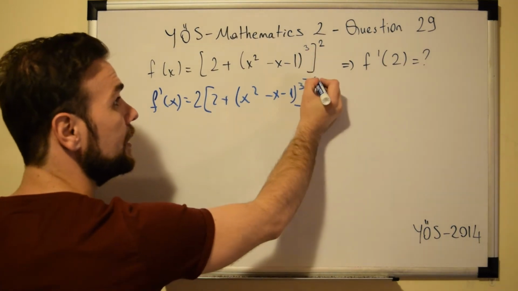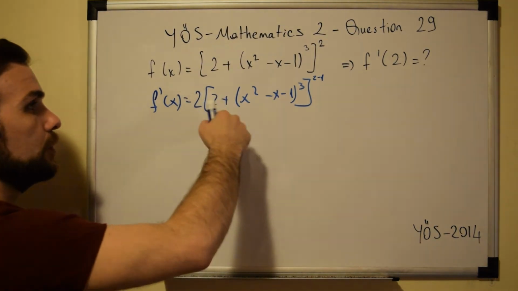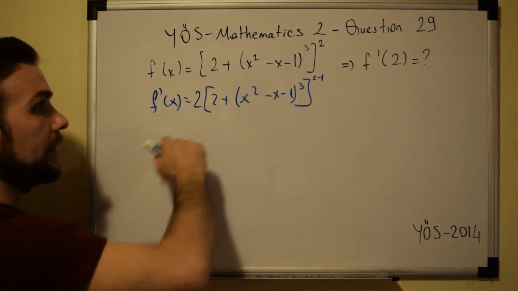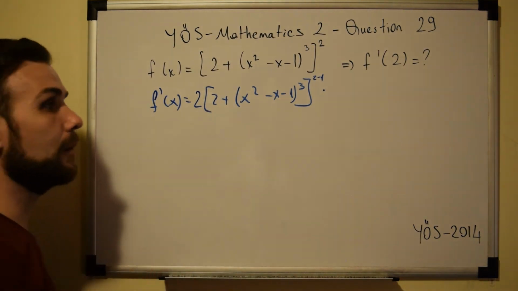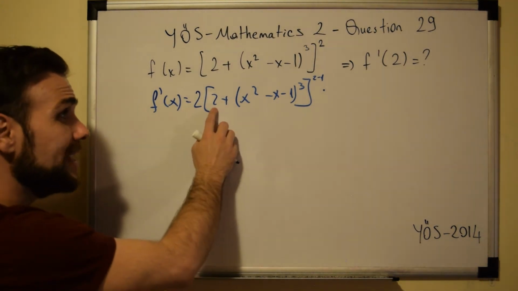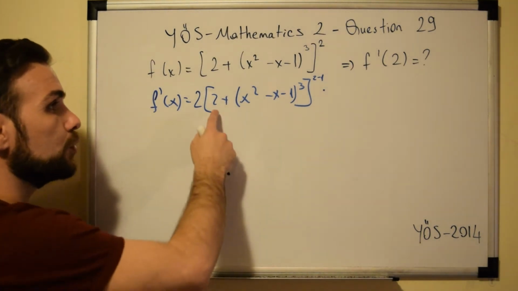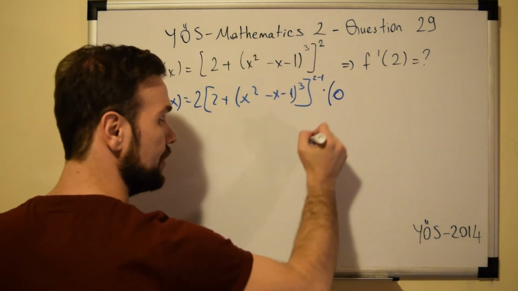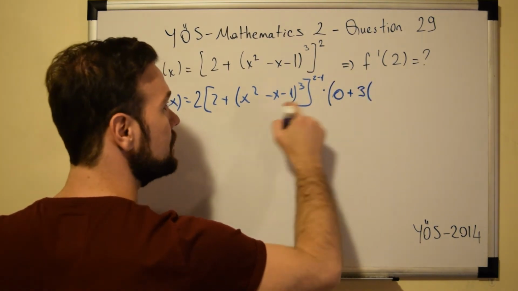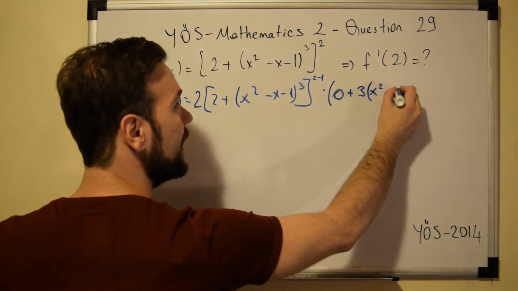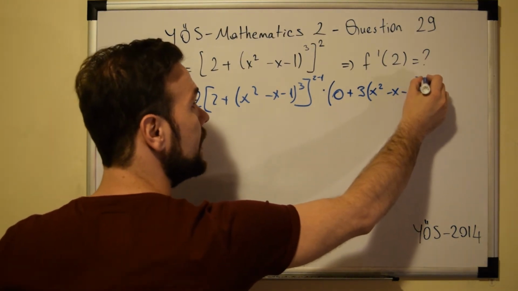And what do we have here? 2 minus 1. Why? Because one of the 2's, we took it and put it in the front. Now we still deal with this parenthesis. You can see that 2 doesn't have an x factor. Therefore 2 will become 0. And what do we have here? We have 3 times (x squared minus x minus 1) to the power of 3 minus 1.